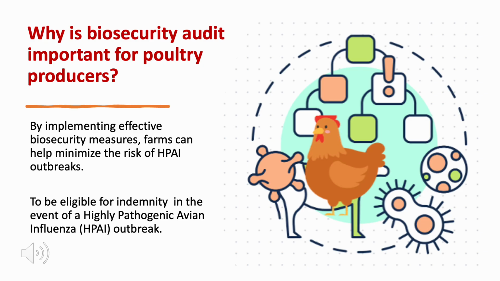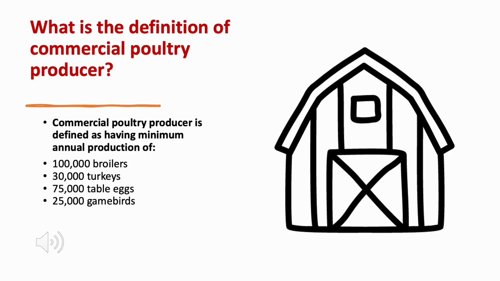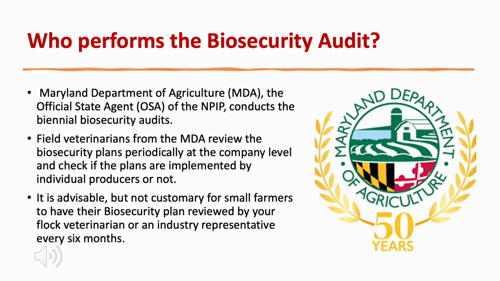Why is a biosecurity audit important for poultry producers? By implementing effective biosecurity measures, farms can help minimize the risk of highly pathogenic avian influenza outbreaks. To be eligible for indemnity in the event of an HPAI outbreak, what is the definition of commercial poultry producer? A commercial poultry producer is defined as having a minimum annual production of 100,000 broilers, 30,000 turkeys, 75,000 table eggs, or 25,000 game birds.